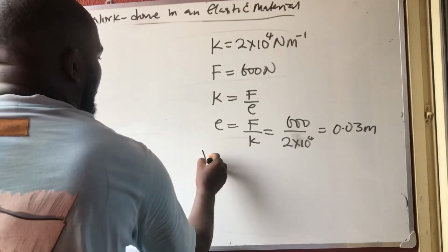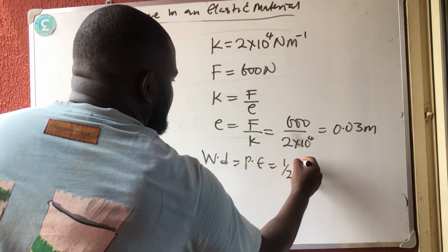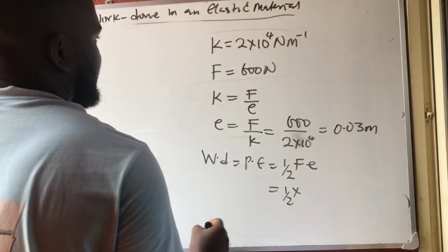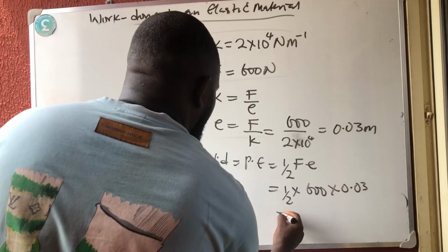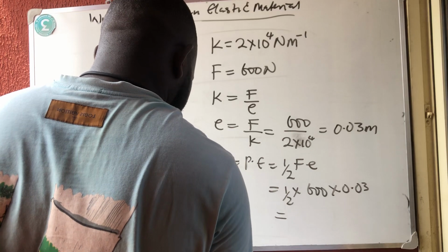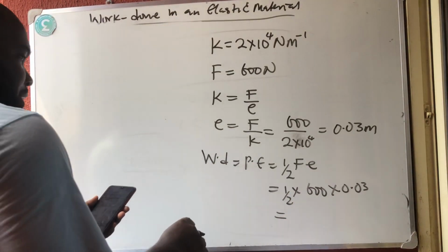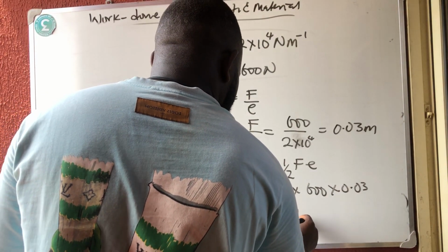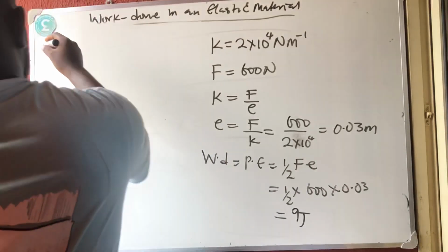Okay, and I know that work done is set as potential energy, which is 1 over 2 Fe. So which is 1 over 2 times our F, which is 600, times 0.03. So my answer gave us, so do the math. That is 300 times this. So I think it's 9 joules.